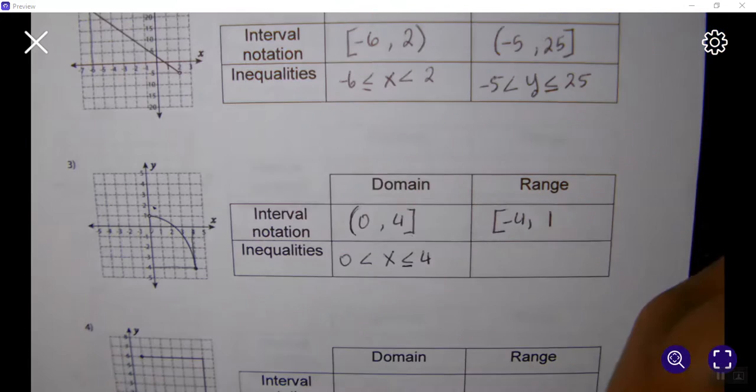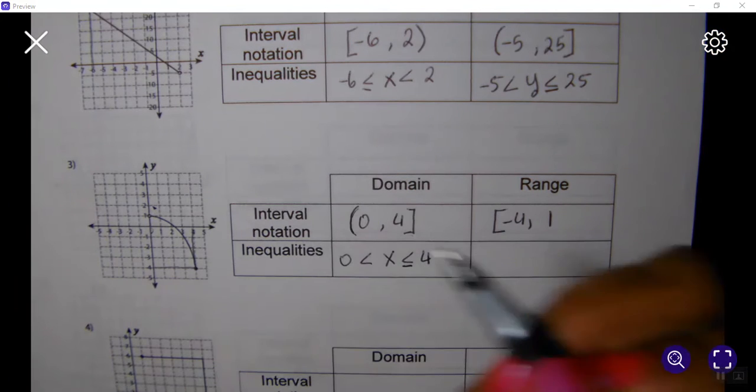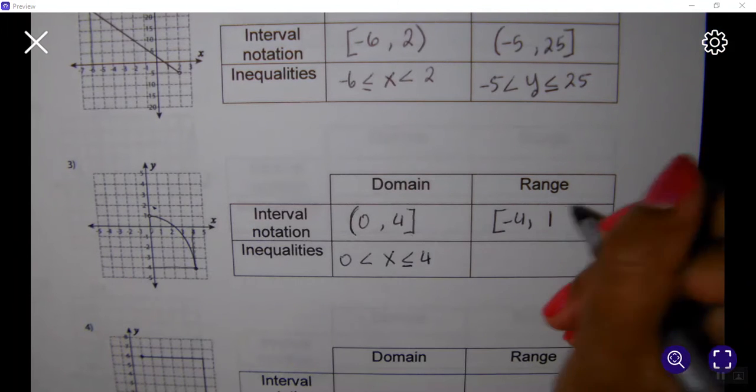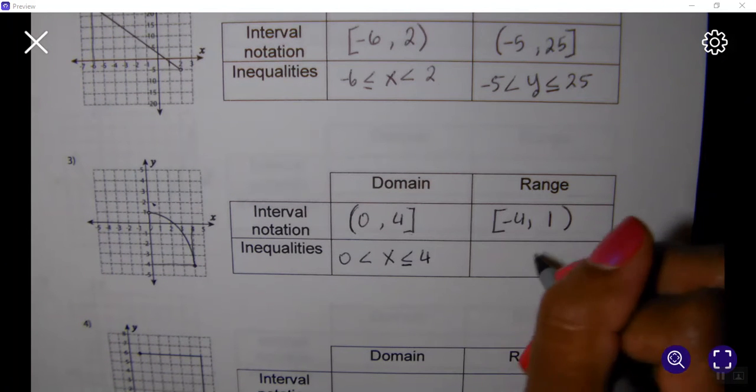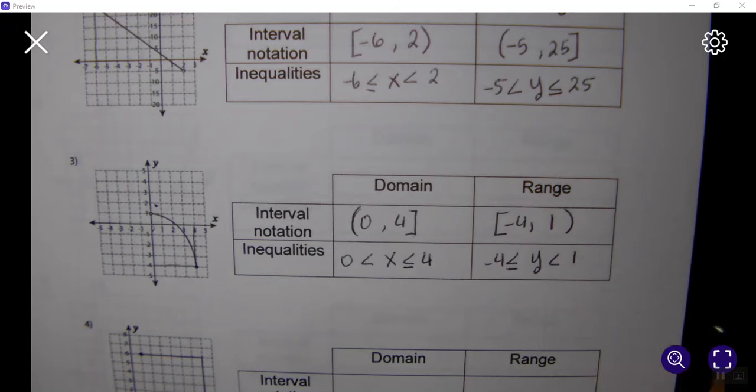Yeah, let's just write over it. It's an open circle, so I'm going to put a parentheses. Because it's the range, we're looking at the y. So you put -4 and 1, and at -4 it's closed, so we include it. Here it's open, so I don't include it.